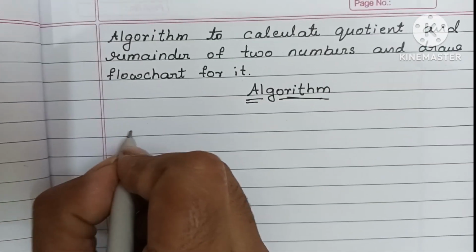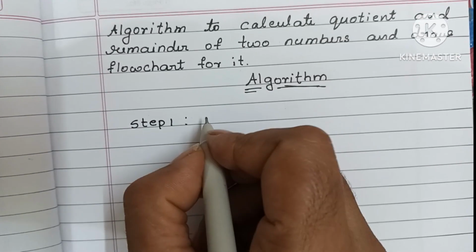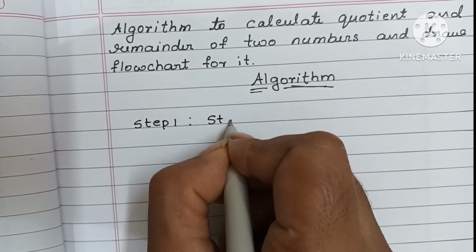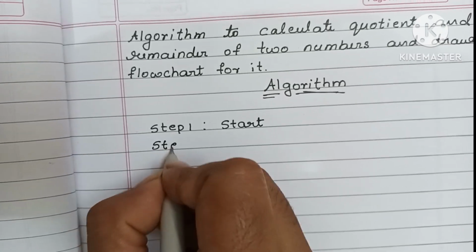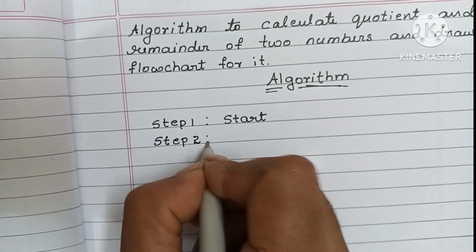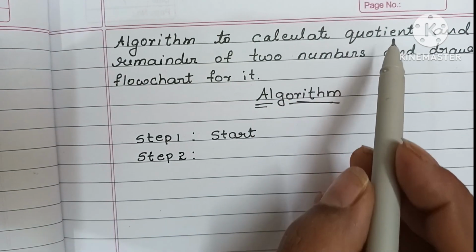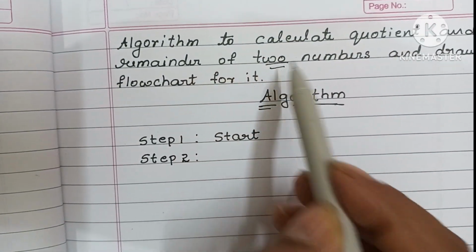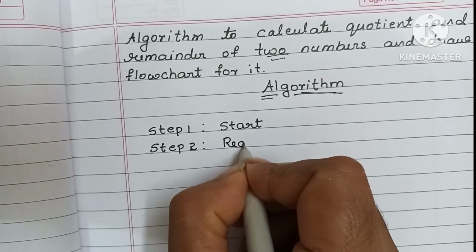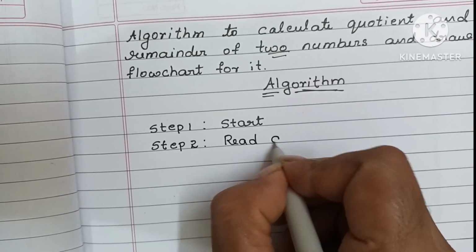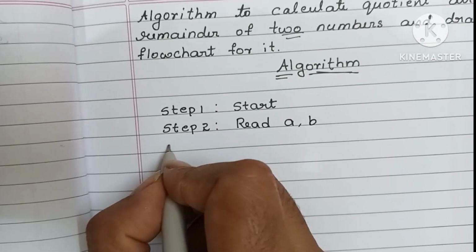Step 1. An algorithm always starts with a start statement, so first we have to write the start statement. Step 2. In step 2 we have to read input values. Here we have to find the quotient and remainder of two numbers, right? So here we have to read two numbers. Read two numbers, that is, consider A and B. Here A and B represent two numbers.